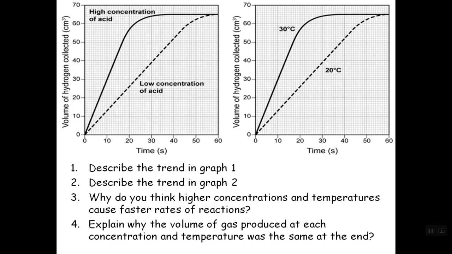And then, why do you think higher concentrations and temperatures cause faster rate of reactions? That's a harder question. That is thinking about the particles. So if there's a higher concentration and it's higher temperature, why is that going to cause the particles to behave differently or just create more product? And then why does the volume of gas produced at each concentration and temperature act the same at the end?